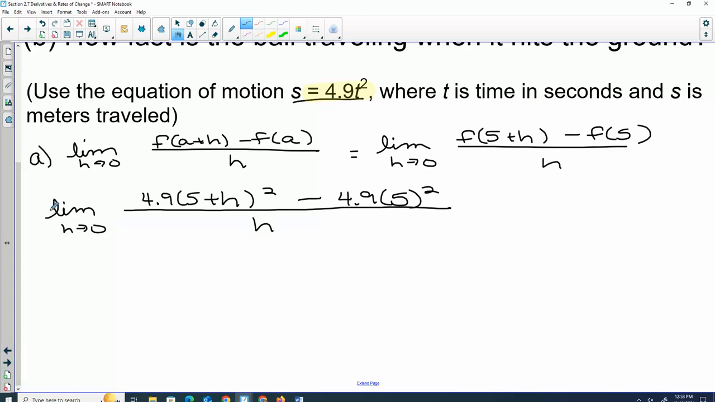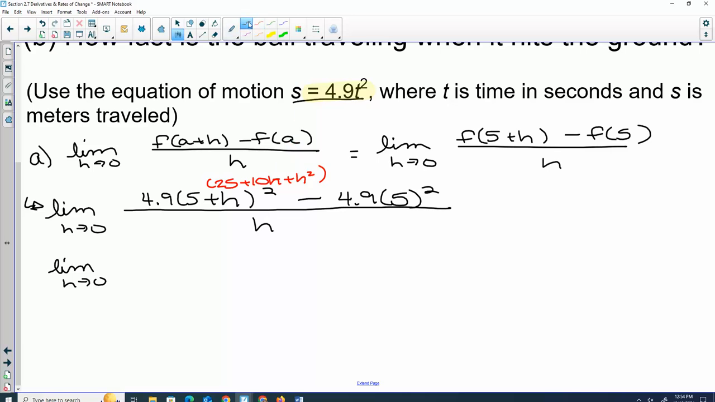I'm okay if you jump straight to this step. I'm trying to show you where everything's coming from. Where would we need to go now? Distribute. Yeah, the FOIL, sorry, is the word. Start multiplying everything out. So this would be 25 plus 10h plus h squared. Can I go ahead and distribute my 4.9 through that?